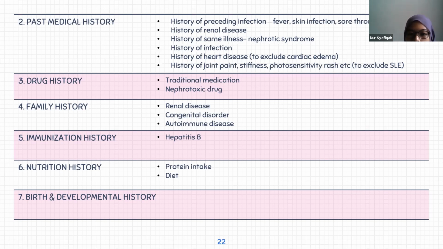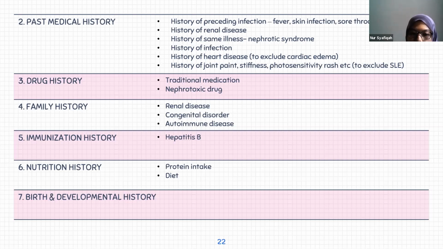So we need to also ask about the history of renal disease and history of same illness. For example, for nephrotic syndrome, we need to ask if the patient has had an episode of nephrotic syndrome before, because we want to determine if the patient is a first timer or it is a relapsed nephrotic syndrome, because the management will be different. So next is history of infection, as I mentioned, that nephrotic syndrome will increase the susceptibility to infection.